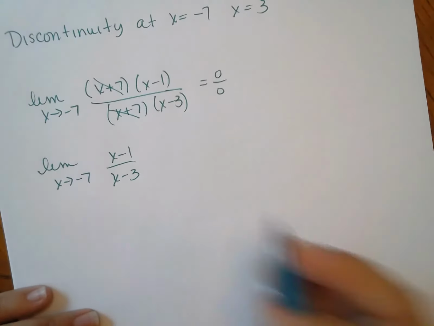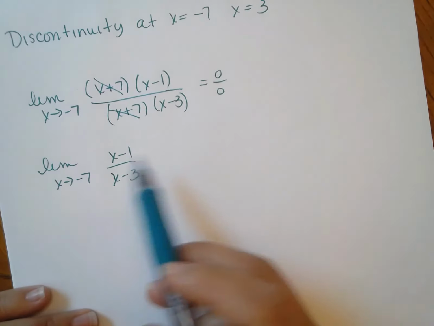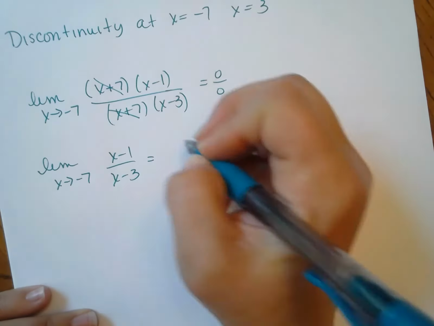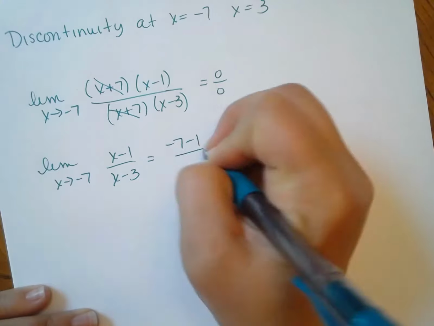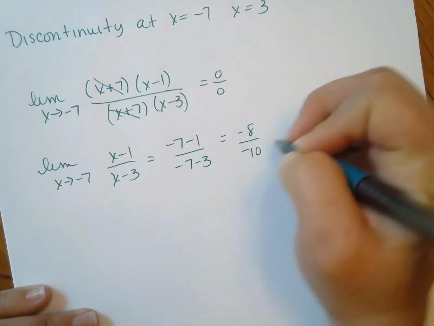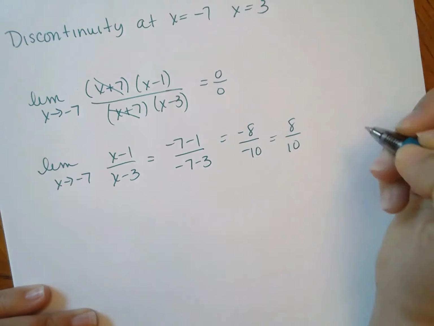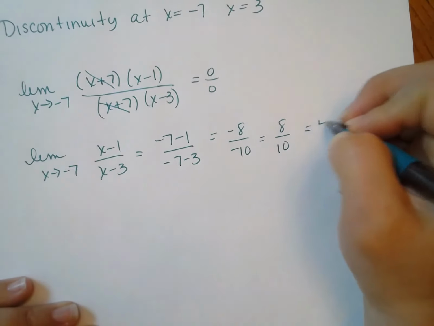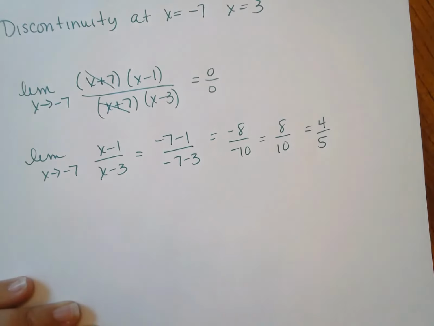And now I no longer have a place where I'm going to get 0 in the denominator. I just pop in my -7. I get -7 minus 1 over -7 minus 3, which gives me -8 over -10, which is also 8 over 10 because it's positive, or 4/5. And that's my limit. So since I have a limit there, that means that this is a removable discontinuity, a hole.